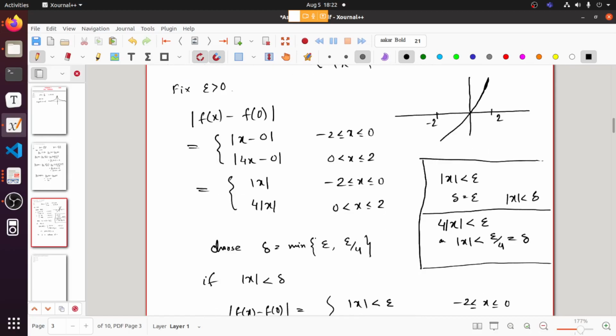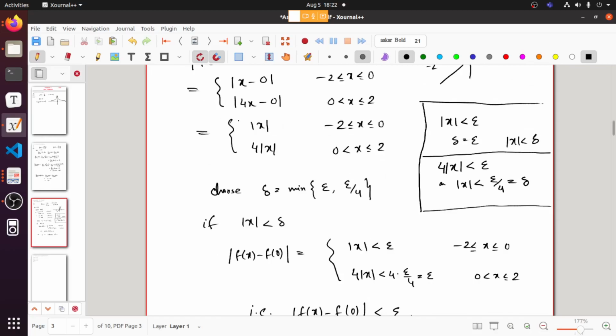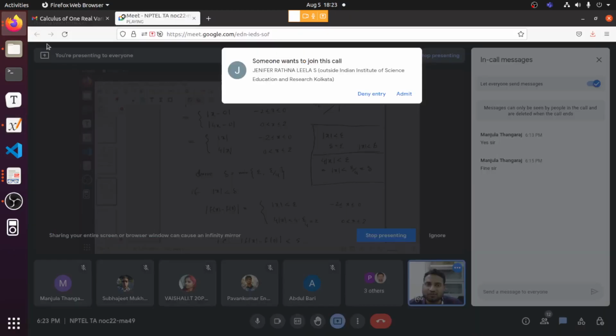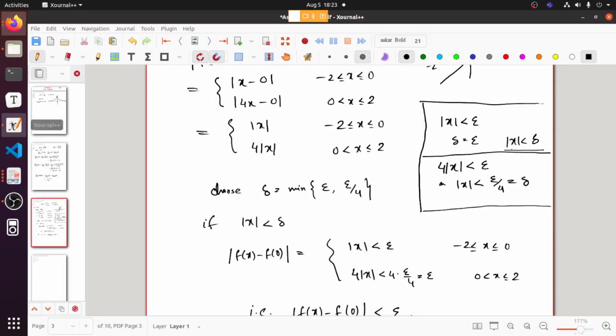Now you have to make this, mod of f(x) minus f(0), less than epsilon, right? So when mod x is less than epsilon, you have to choose some mod x less than delta, right? Because x minus 0 is mod x. So if you choose delta to be epsilon, this will work. Whenever mod x is less than delta, mod x will be less than epsilon. So for the first one, delta equals epsilon will work.